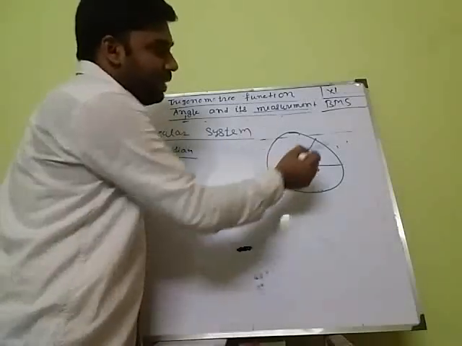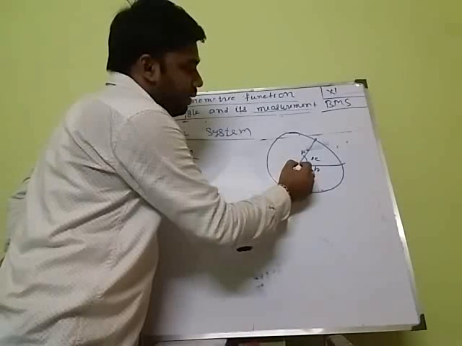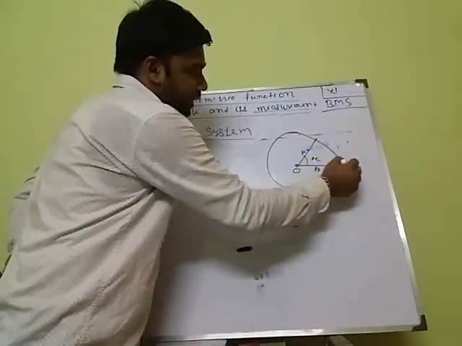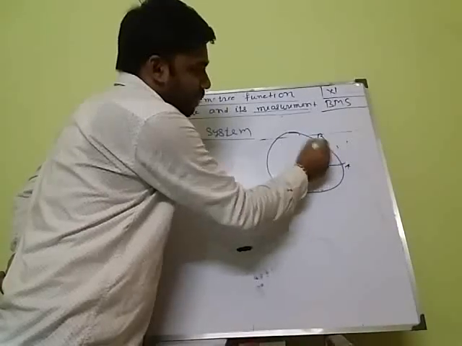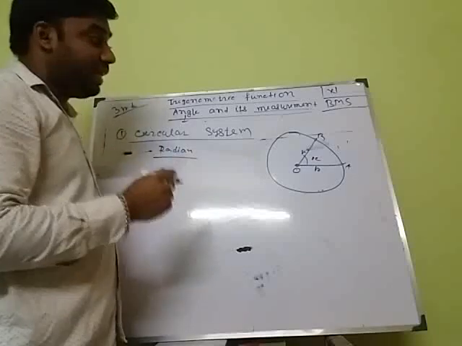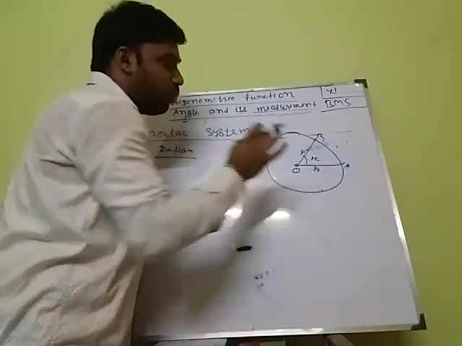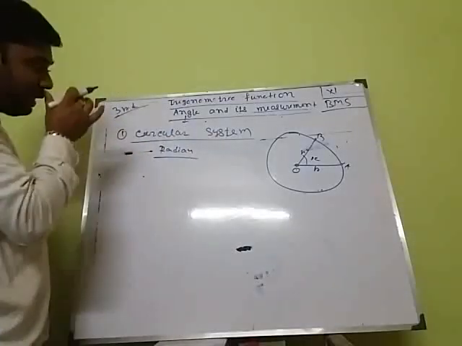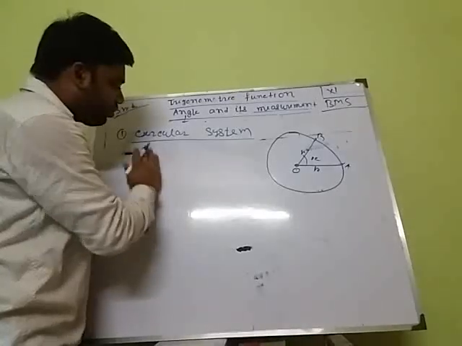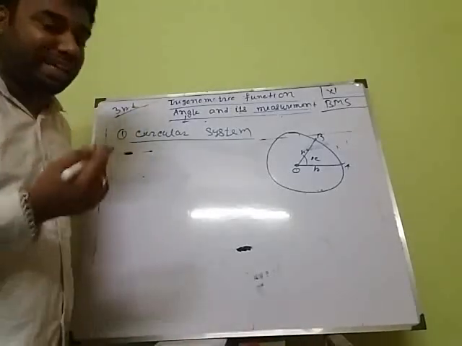This means if I measure this portion with a rope, that is AOB, that AB portion and OA are equal in length, then that angle is called 1 radian. So in the circular system the unit is radian. Now the first next thing is, how much is 1 radian?